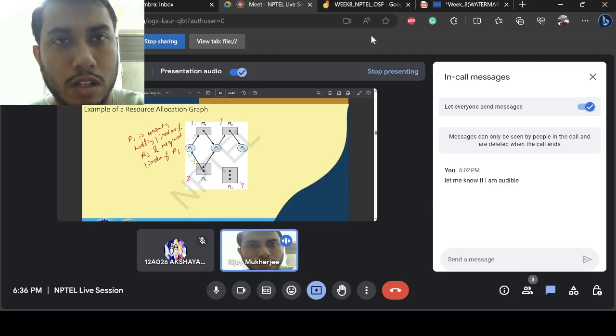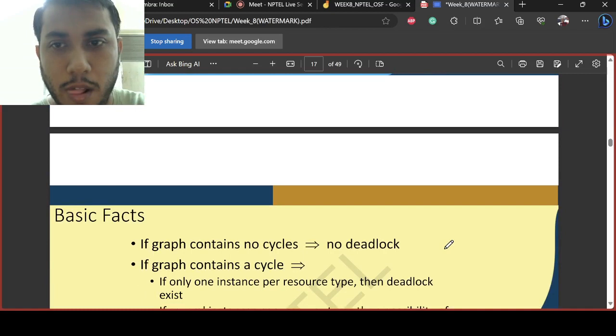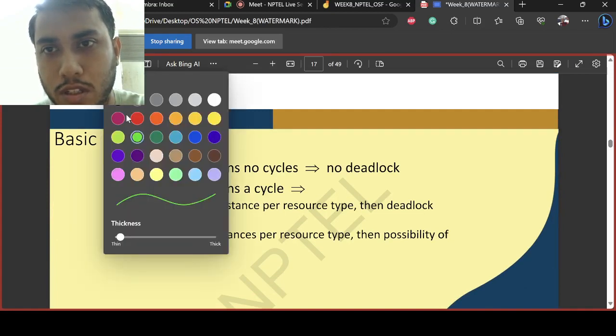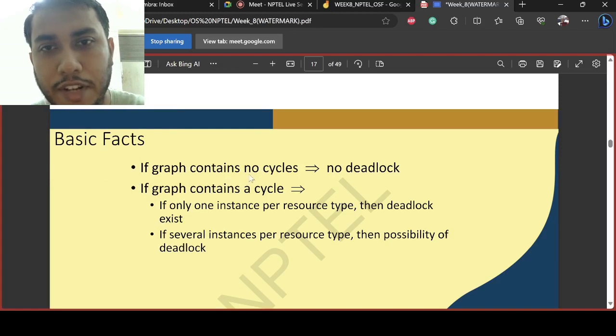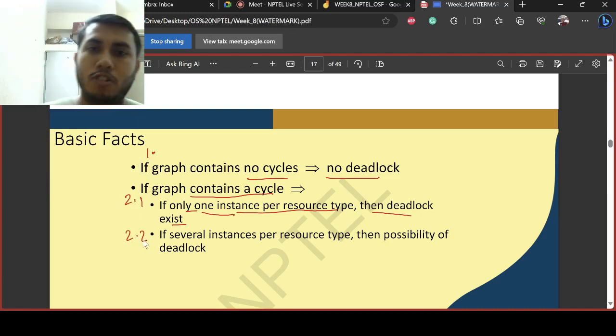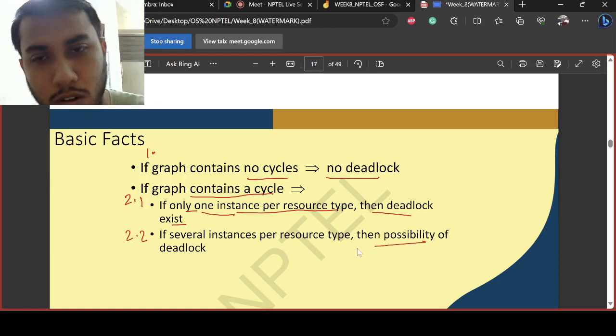Okay, so let's come back to it. These are the basic facts. If a resource allocation graph has no cycle, then there is no deadlock. If a graph contains a cycle and only one instance per resource type exists, then a deadlock exists. This is, let's say, 1, this is 2.1, and this is 2.2. If there are several instances per resource type, then there is a possibility of deadlock. We will come back to each of them one at a time.